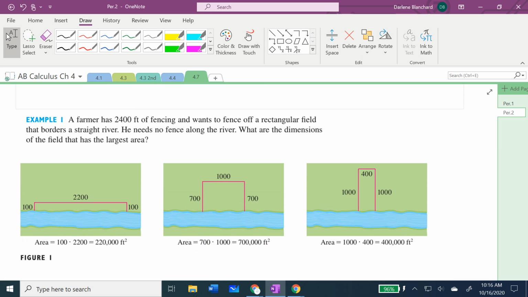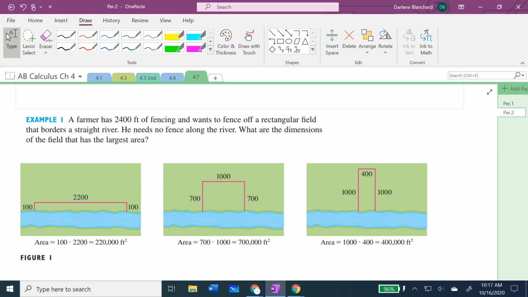A farmer wants to fence off a rectangular field, but there's a river bordering one of the sides of the rectangle. I need to read the problem. He needs no fence along the river. What are the dimensions of the field that has the largest area?